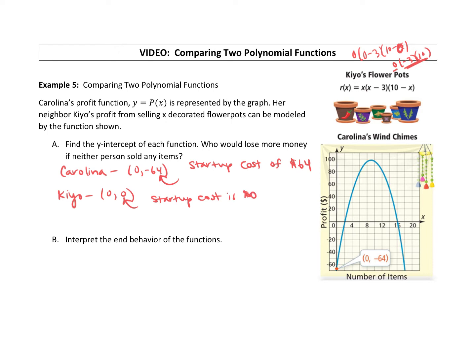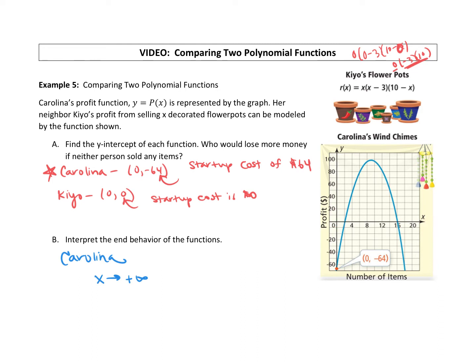So from the y-intercepts, who would lose more money if neither person sold any items? Carolina is losing more money because she had a startup cost to her business that Kayo did not have. All right, part B, interpret the end behaviors of the functions. So the end behavior, let's look at Carolina's end behavior. So as x approaches positive infinity, that's just the right side of your graph.